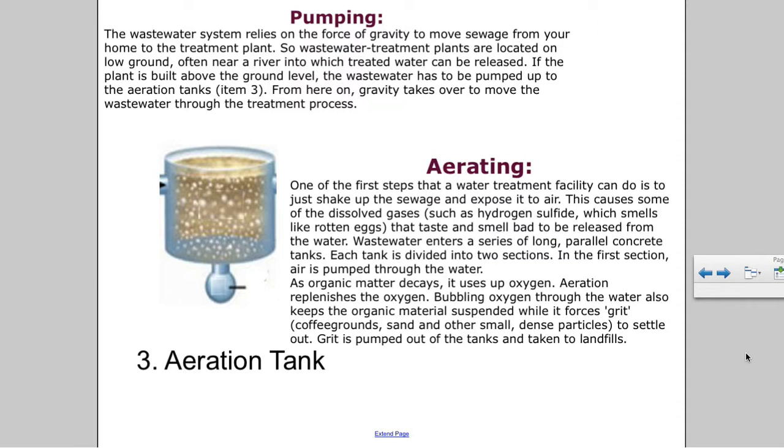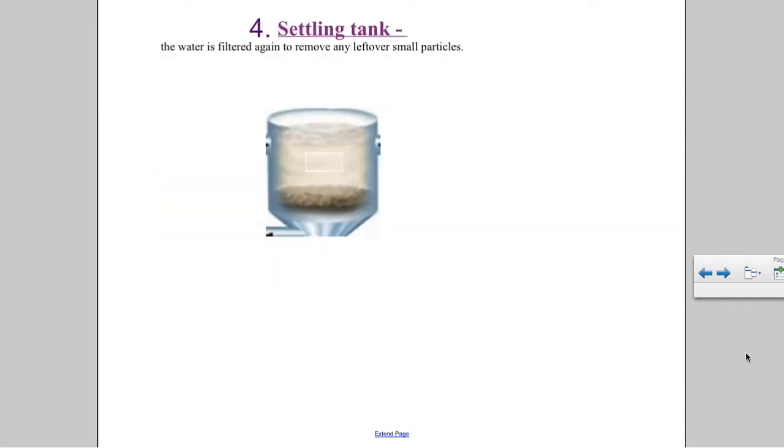As organic matter decays, it dies in the water and uses up the oxygen that's pumped in there. Then aeration replenishes the oxygen. Bubbling oxygen through the water also keeps the organic material suspended, so it'll keep it lifted so it won't fall down to the bottom. And it forces it to grit, so it settles right out. It can get it right out. Then grit is pumped out of the tank and taken to landfills. And like they said, it's also sometimes sold as organic fertilizer.